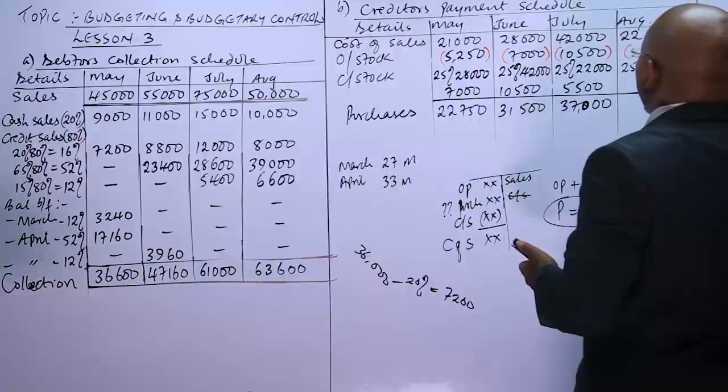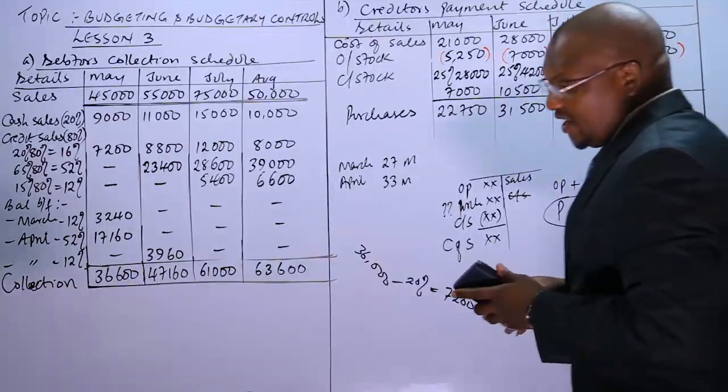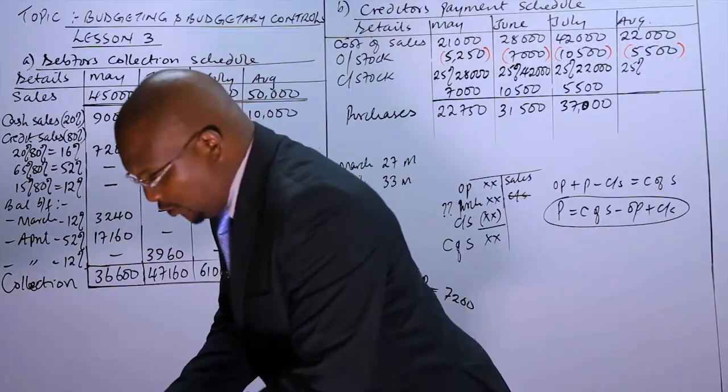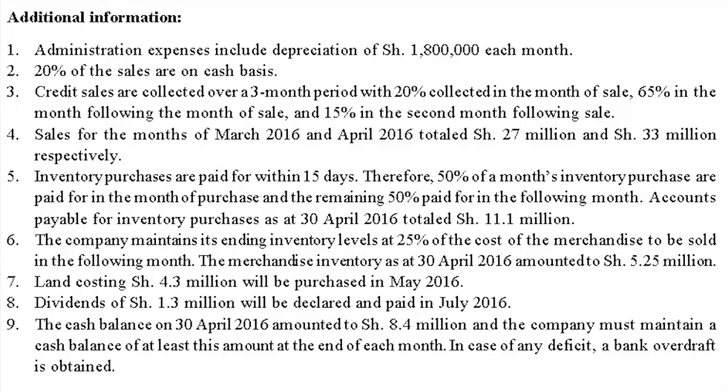So we can only stop at that because we don't have information concerning April. But should we have, let's see. We have the information number 5 about the inventory purchase, which we are only given the opening creditors for May. So that is all. So we can just work on that.